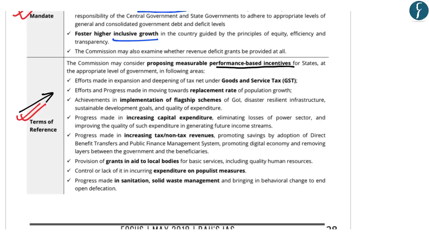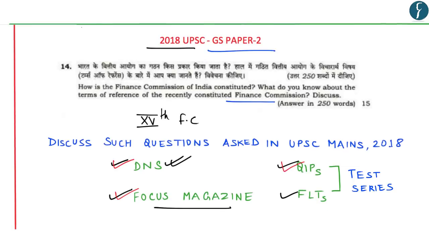So we finally understand that the issue of the 15th Finance Commission and its terms of reference, which created quite a lot of controversy, was an important issue, and this was why UPSC directly asked a question in the GS paper. With this, let's move on to our daily news discussions.